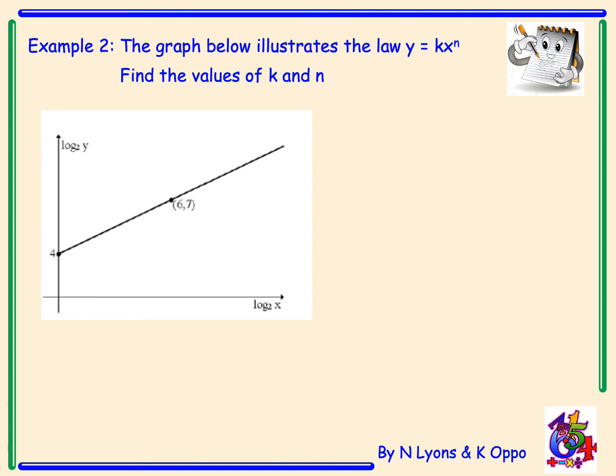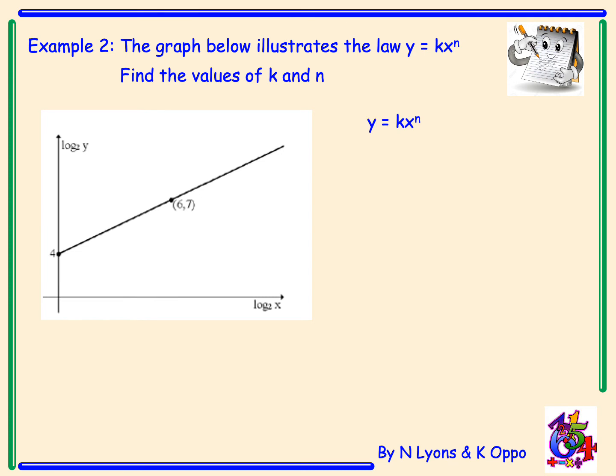So example 2, the graph below illustrates the law y equals kx to the power n. That's k times x to the power n. It says find the values of k and n, and we've got a graph here with lots of information on it. I know the y-intercept. I've got another point on the line so I can work out a gradient. And I'm looking at the x and y axes. So they've taken the log of both axes there, and it's log to the base 2.